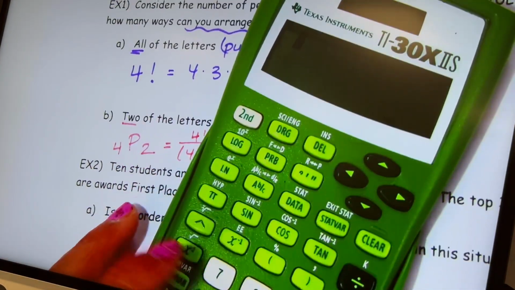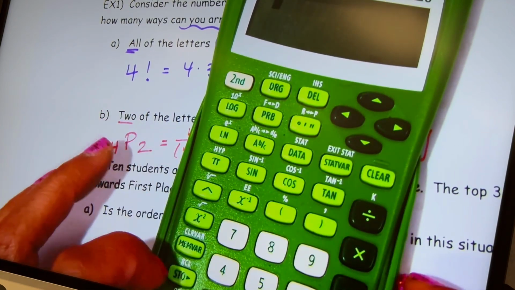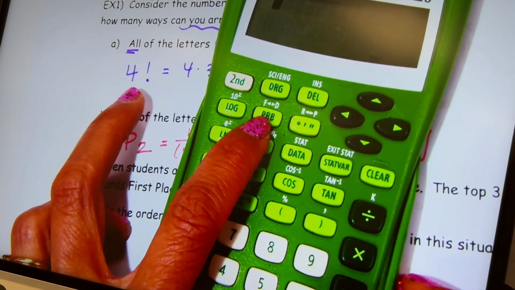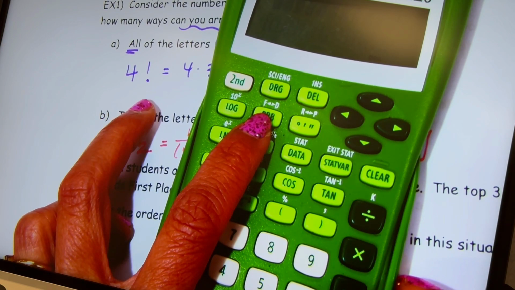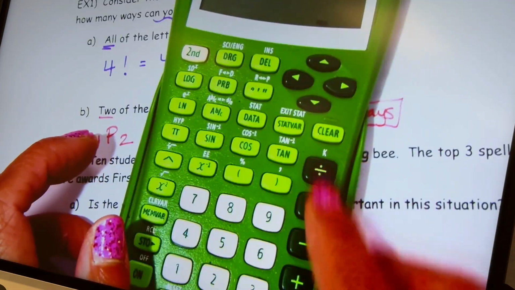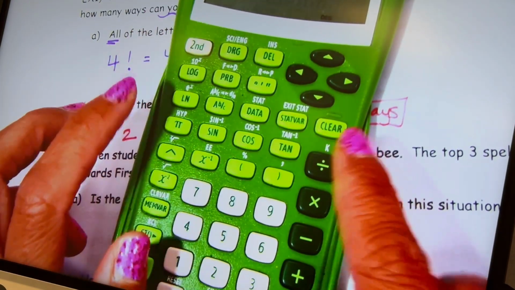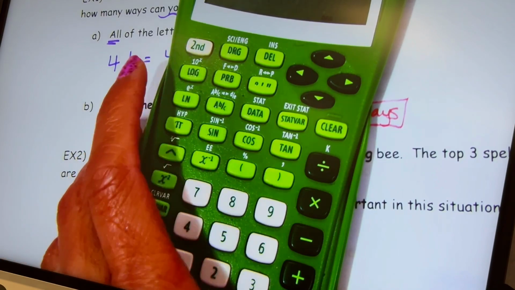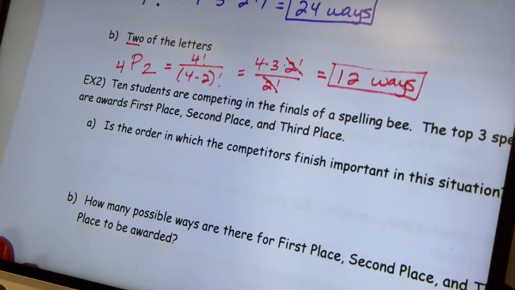The Casio should be similar to this one. You just have to find where the nPr is on your calculator. It might be on the board, it might be with a PRB button. It's on the multiplication and division. Oh, it's on one of these functions? Yeah, it's on there. Okay, so you hit the second button in that, just like this one. Okay, so same way to type it in, but it's just in a different location. All right, cool. So that's your shortcut.